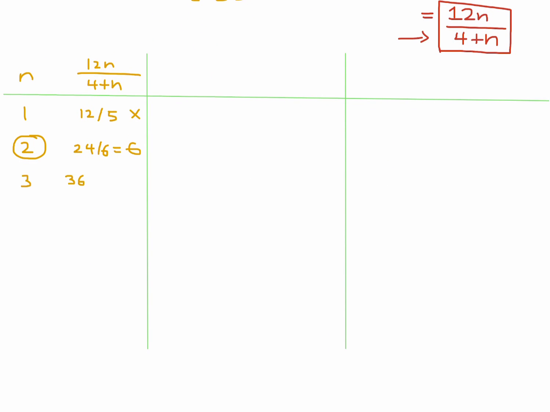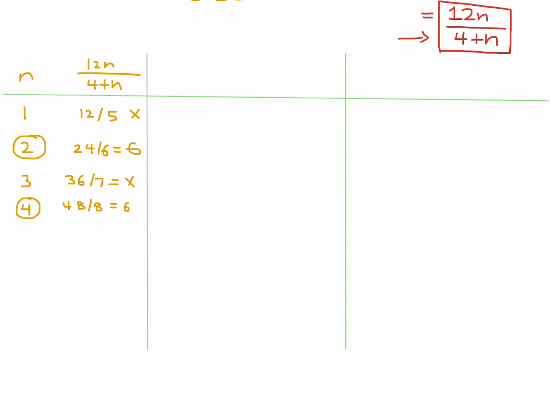So we know that's going to be an integer. And you just keep going like this. 3, and it's going to be 36 over 7. That's not an integer. And then 4. 4 is 48 over 8, and that is an integer. It is equal to 6. So circle 4 as a value for n. And you just keep going like this. So I'm not going to bore you by going through every single one. I'm just going to write the ones for which this becomes an integer.